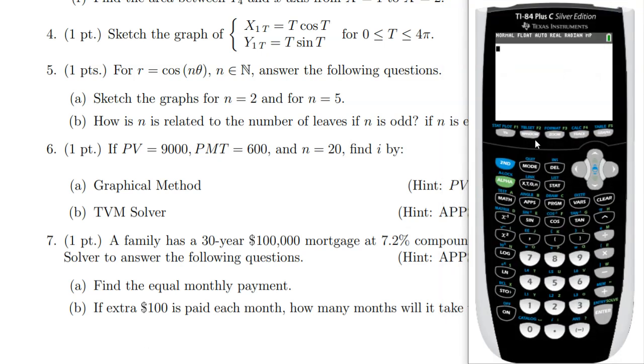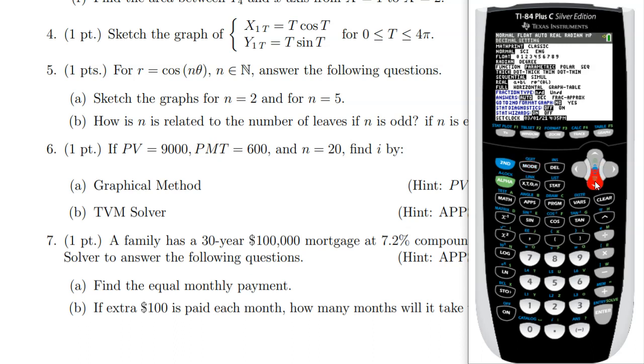Open up a graphing calculator and then go to mode. Again, we have to change the mode to polar coordinates. So go to polar and hit enter. Then we're going to type in the function, which is r equals cosine of 2 theta. Then hit enter.